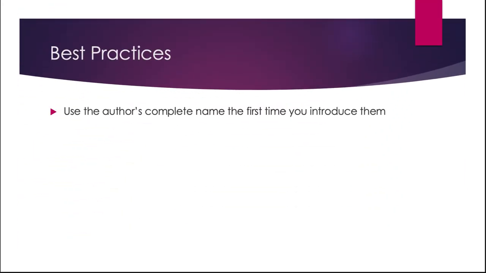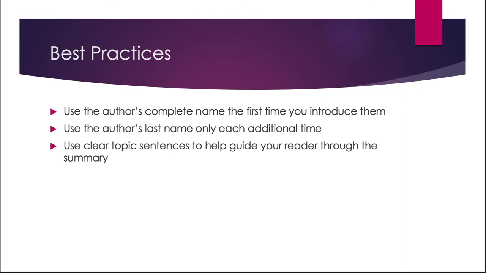So some best practices that we should consider. First of all, you want to use the author's complete name the first time you introduce them. If you have that introductory paragraph, that is already taken care of for you. After you use their complete name, then all you need is the author's last name. So in the case of ours, we would use Deshawn Ashanti Young the first time, and then each additional time, we would just call the author Young.